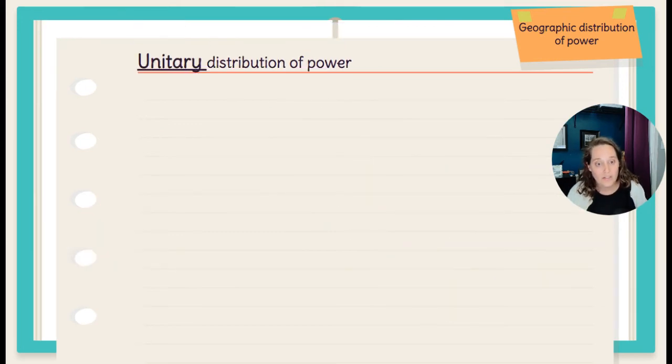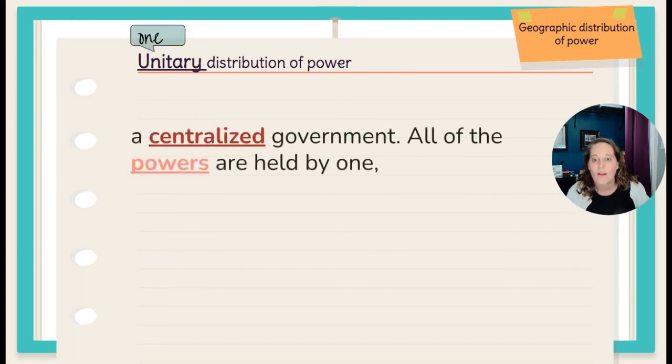All right, so there are different levels of each of these different types of geographic distribution of power. So the first type is a unitary government. And in a unitary government, it is central. All of the decisions are made in one place. When we talk about unitary, if you have a unicycle, you have a one-wheeled cycle, right? So in a unitary government, all of the decisions are made in one place. Now, that doesn't mean that it's just one person making decisions. It just means that all of the decisions are made in one city, one location.